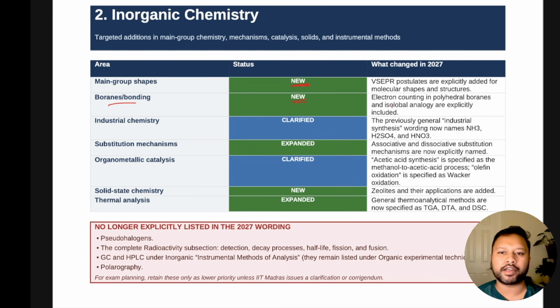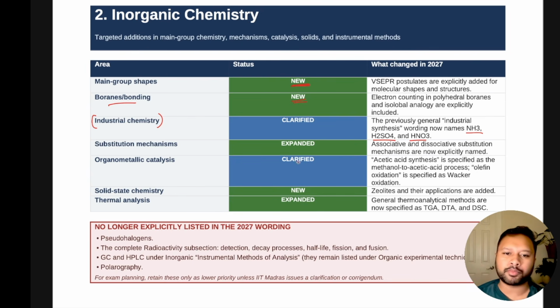So borane is added as electron counting in the polyhedral boranes and isolobal analogy, although you prepare it for the exam, but this time it is mentioned in the syllabus. Okay, then something new is added, which is industrial chemistry. Some topics are clarified. Previously the general industrial synthesis wording is now named as ammonia, H2SO4 and HNO3. So basically you have to study the industrial processes involved in the synthesis of these chemicals. Earlier it was just mentioned as inorganic synthesis. Nobody knows what to prepare in that, but now it is clarified what things you have to study.